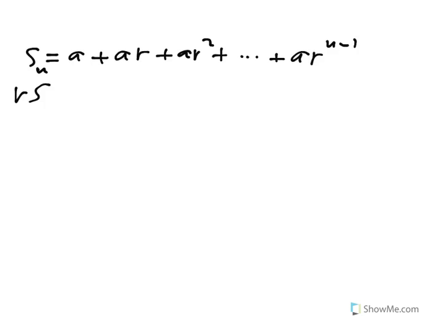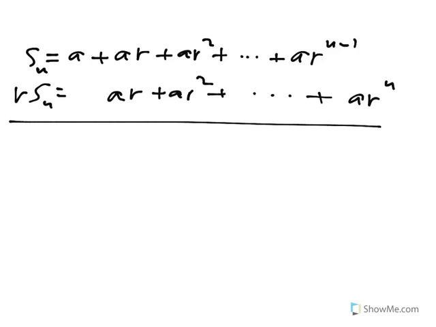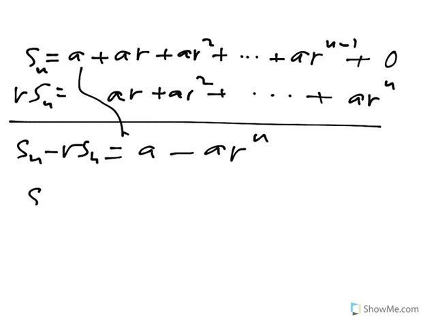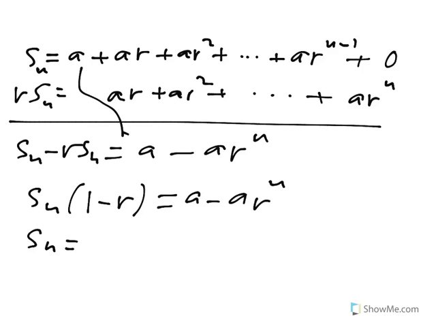Well, if I multiply everything through by r, the a becomes ar, which I'm going to put underneath here, and the ar becomes ar squared. And I get this extra term at the end, ar to the n. When I subtract these, I get Sn minus rSn equals, this a becomes a, and there's nothing here, so when I subtract, I get minus ar to the n. Factor out. So one version of the formula is just a minus ar to the n over 1 minus r.